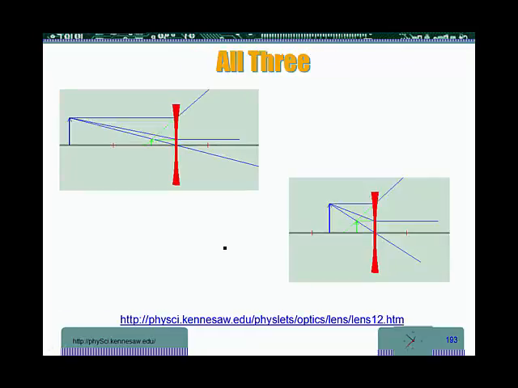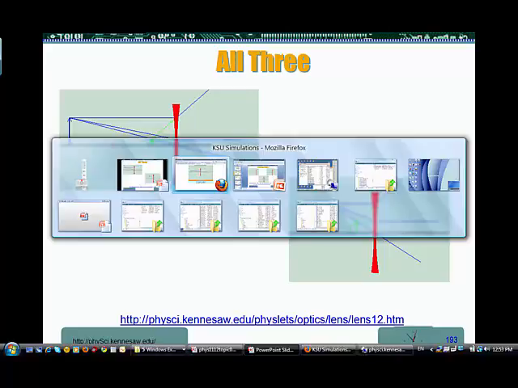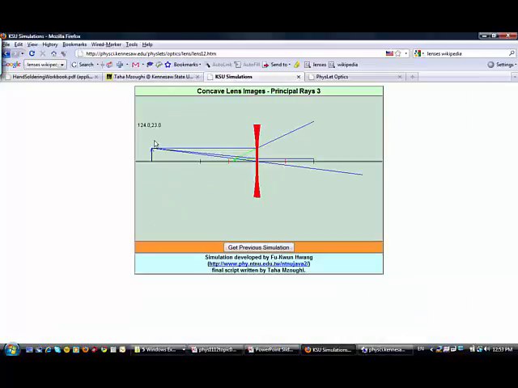Now, all beams together, they don't meet at the other side of the lens. That's why we call it a divergent lens. It does not allow the beams to converge. Now, however, they are going to look like they are coming from an image on the same side as the object. Okay, let's look at it in action.